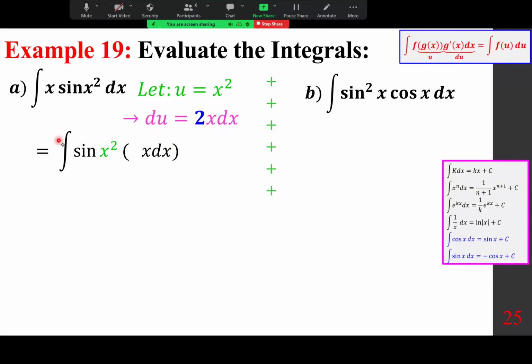You can throw in the 2, undo it with its reciprocal 1/2. And now you're dealing with 1/2 integral of sine u du, which gives you, sine gives you negative cosine, so negative 1/2 cosine u and a constant, and the u is replaced with x squared.